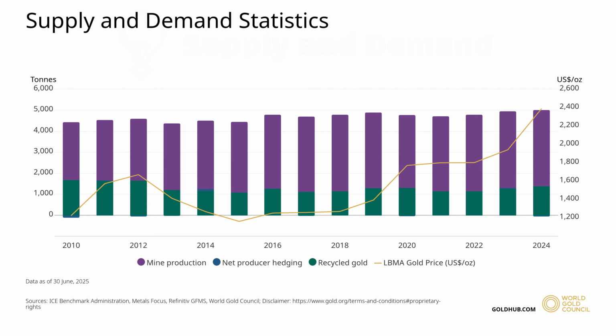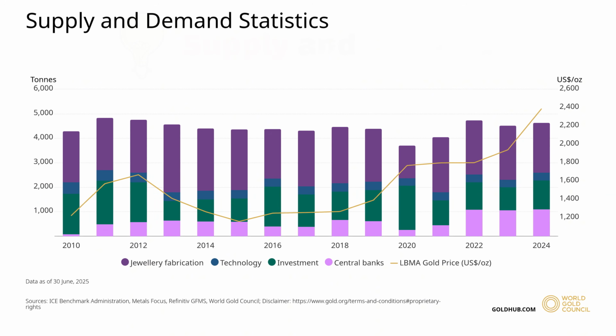So let's first look at the supply side. This chart shows global gold supply, which mainly comes from mining and recycled gold. Over the past decade, supply has remained relatively stable, staying between 4,000 and 5,000 tons. In contrast, the real swings come from the demand side.